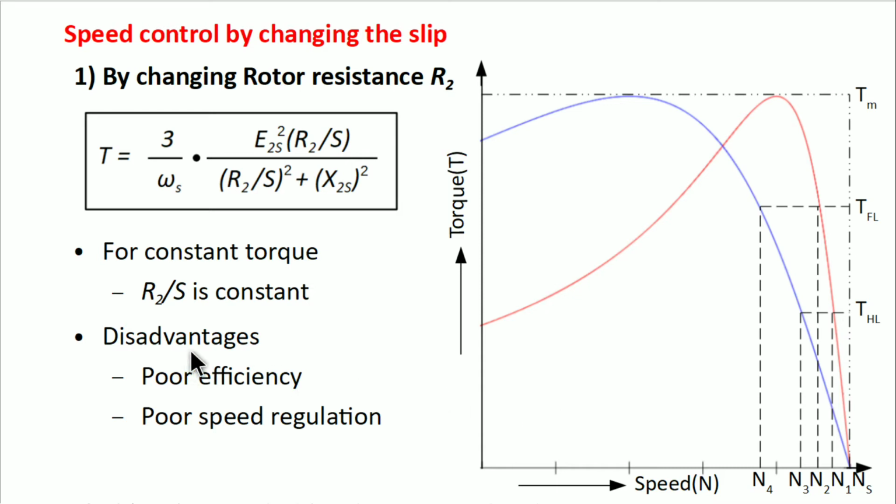The other disadvantages of this are poor efficiency. If we increase the rotor resistance, copper losses will be more and efficiency will be low. Other is poor speed regulation. The change in speed with change in load will be more. The change in speed with respect to the rated speed is called speed regulation.